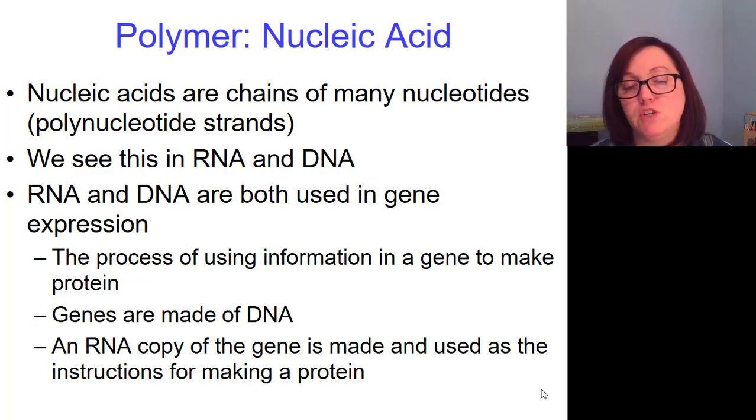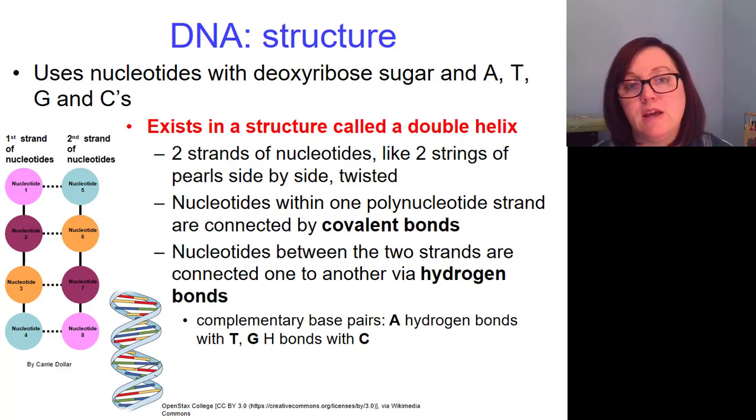When we do the process of gene expression, we're reading the information in the DNA to make a protein. And in order to do this, RNA is needed. So basically what happens is we make an RNA copy of a gene and then we use that for making a protein. So let's take a look at DNA first in more detail.